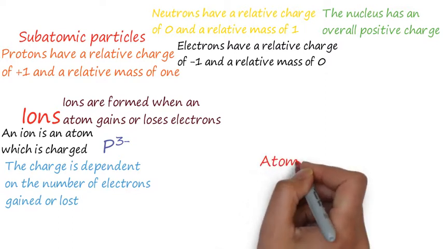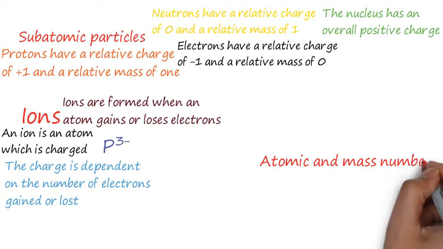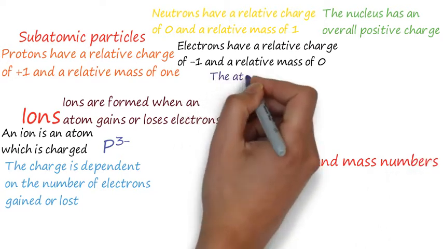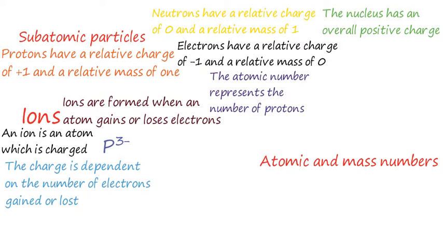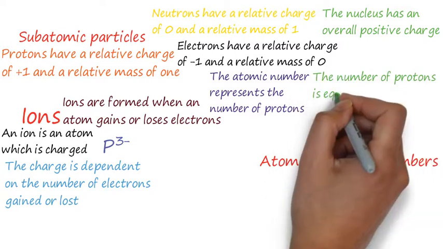For each element on the periodic table, you will notice 2 numbers. The number below the symbol is the atomic number. The number above the symbol is the mass number. The atomic number is also called the proton number, as it represents the number of protons in each atom of the element. It is the number of protons which defines an element. For example, all atoms of magnesium have 12 protons.